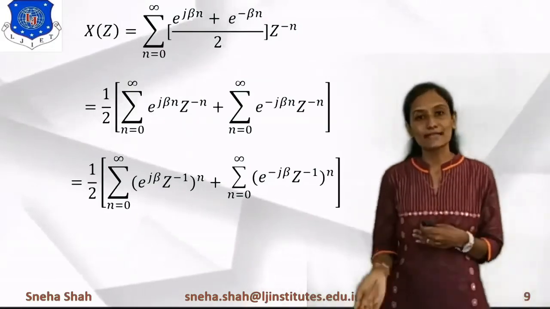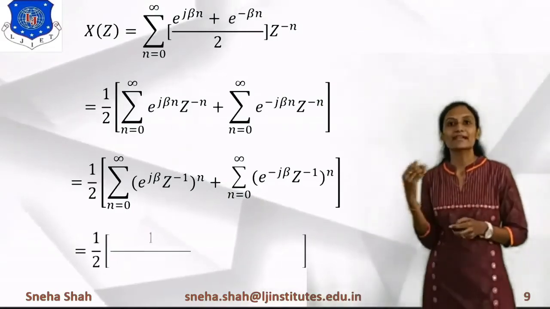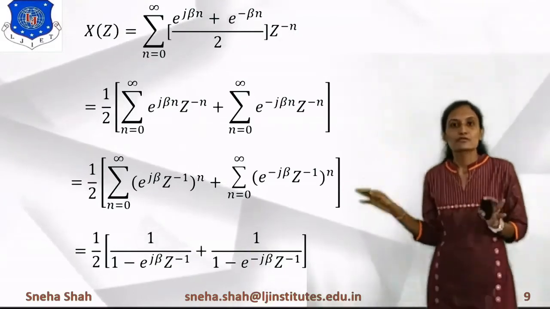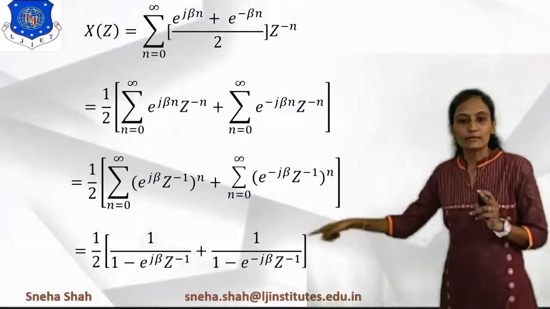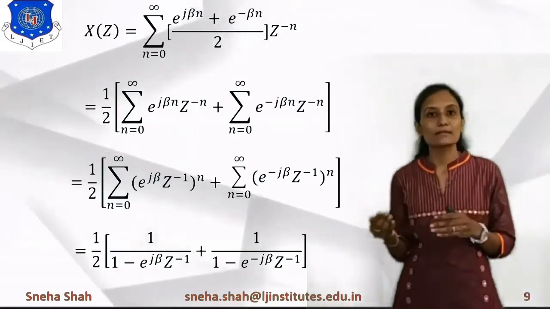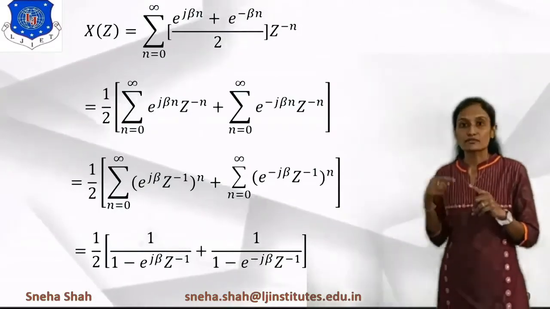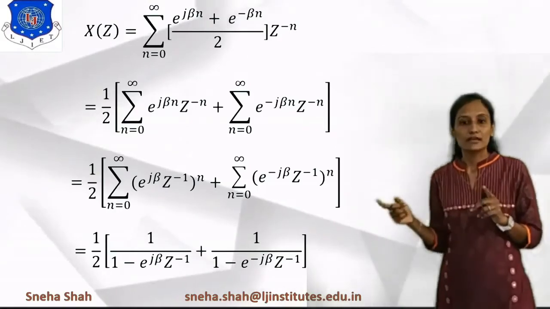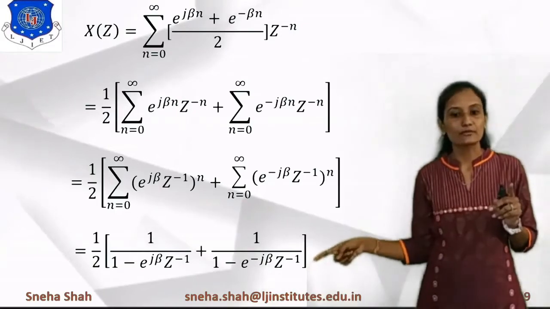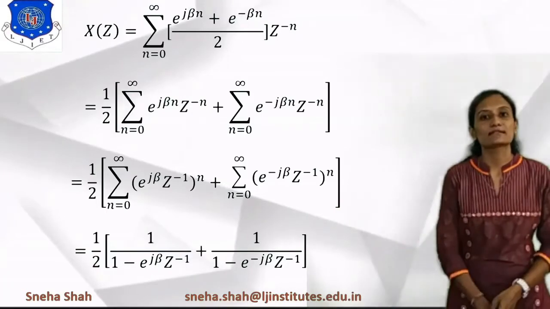Now we are applying the same rule: if we take summation n equals 0 to infinity of a raised to n, then we take 1 upon 1 minus a, right? So I am applying this rule. The next step is 1 upon 1 minus a. For the first term, the value of a equals e raised to j beta into z raised to minus 1, and for the second part, its value equals e raised to minus j beta into z raised to minus 1. So the term will be like this: 1 upon 1 minus e raised to j beta z raised to minus 1, plus 1 upon 1 minus e raised to minus j beta z raised to minus 1.